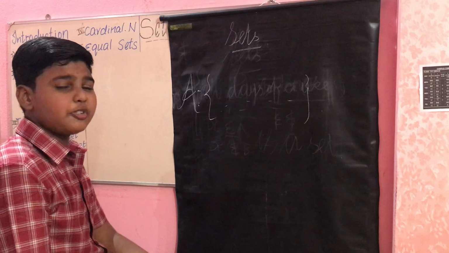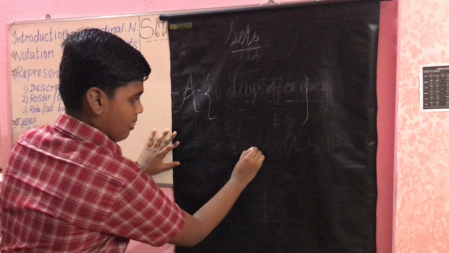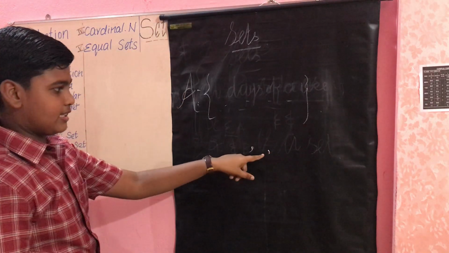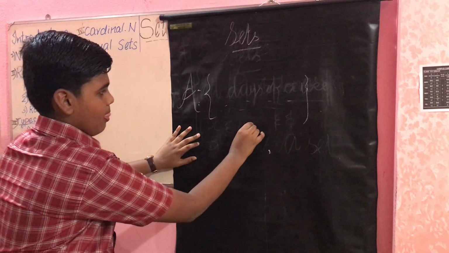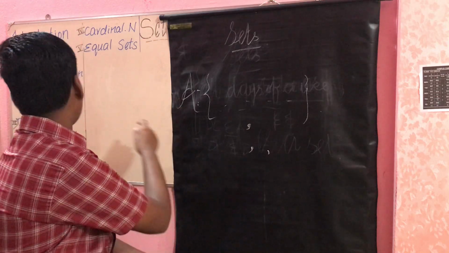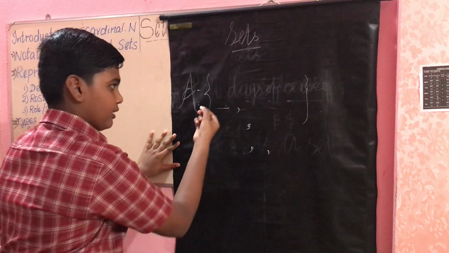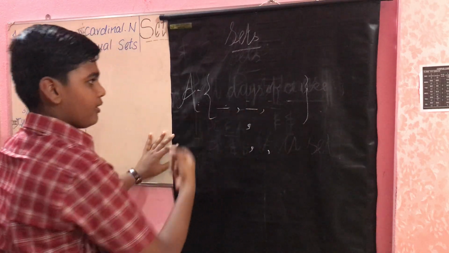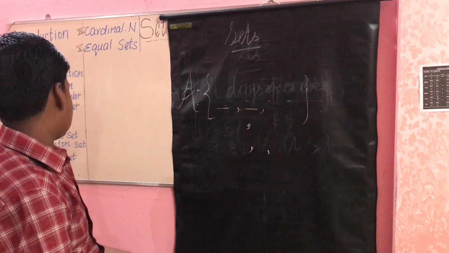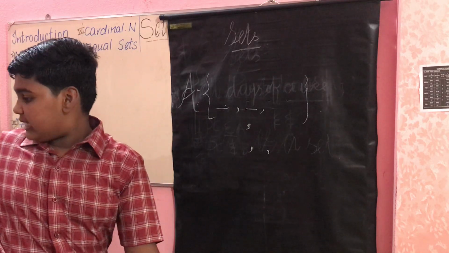The roster form is also known as tabular form. Mainly we will be using this symbol, what's this symbol? Comma. Very important in the roster or tabular form. After we write a member, we'll be drawing a comma. After we write a member, we'll be drawing a comma. That's the way we represent the set in the roster or tabular form. Now the set builder form seems a bit confusing, but it's very easy.